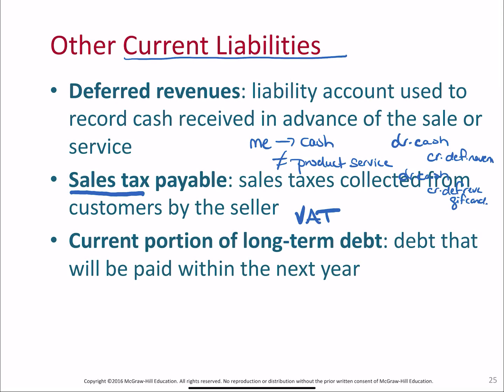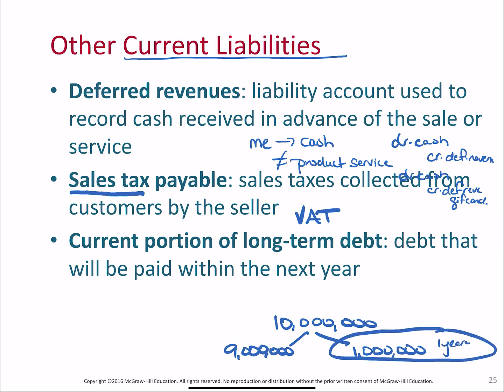And then lastly, you've done this all semester. Anytime we have long-term debt, so let's just say I had $10 million long-term debt, and $9 million was due in 10 years. $1 million of it was due in 1 year. I would move just that current portion to current liabilities and leave this in long term.